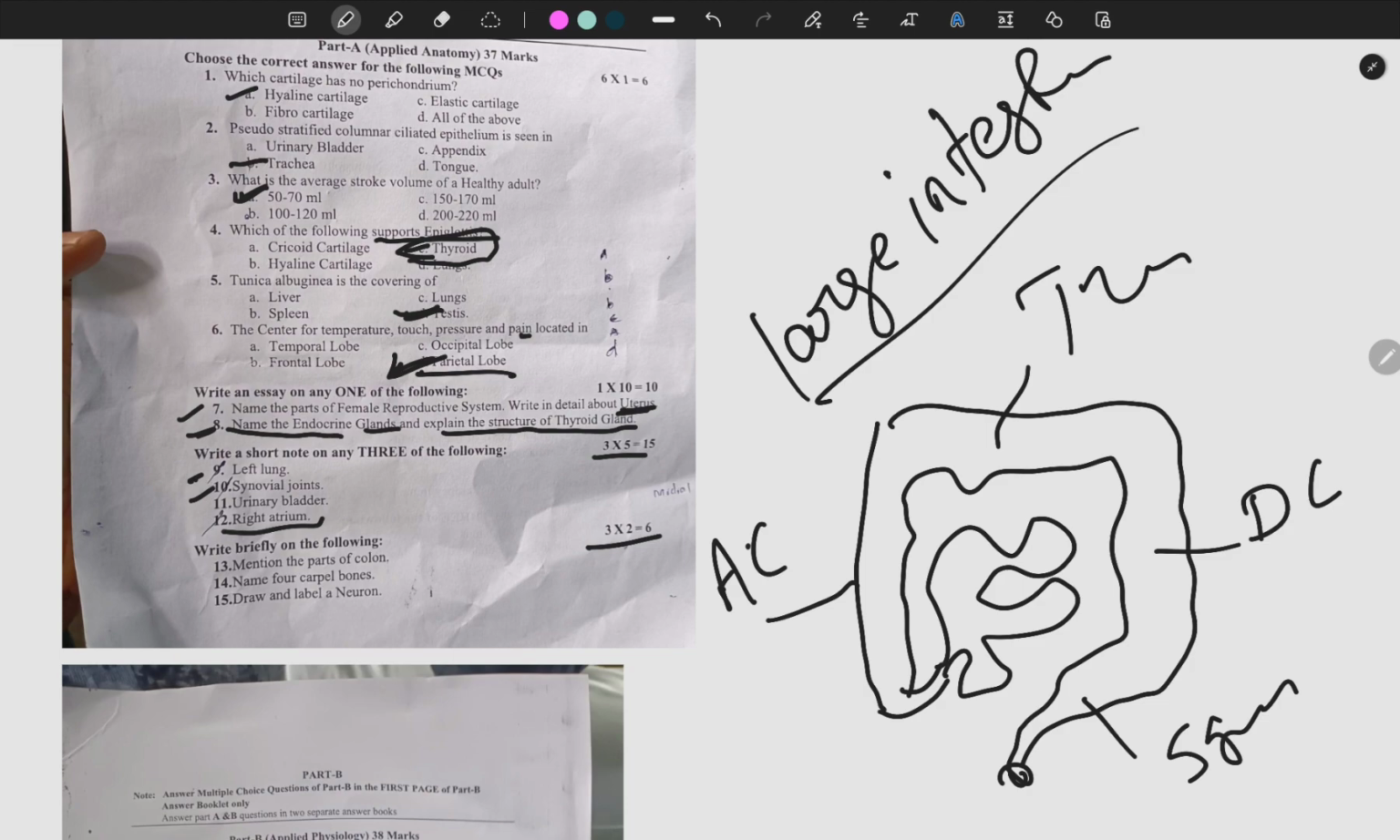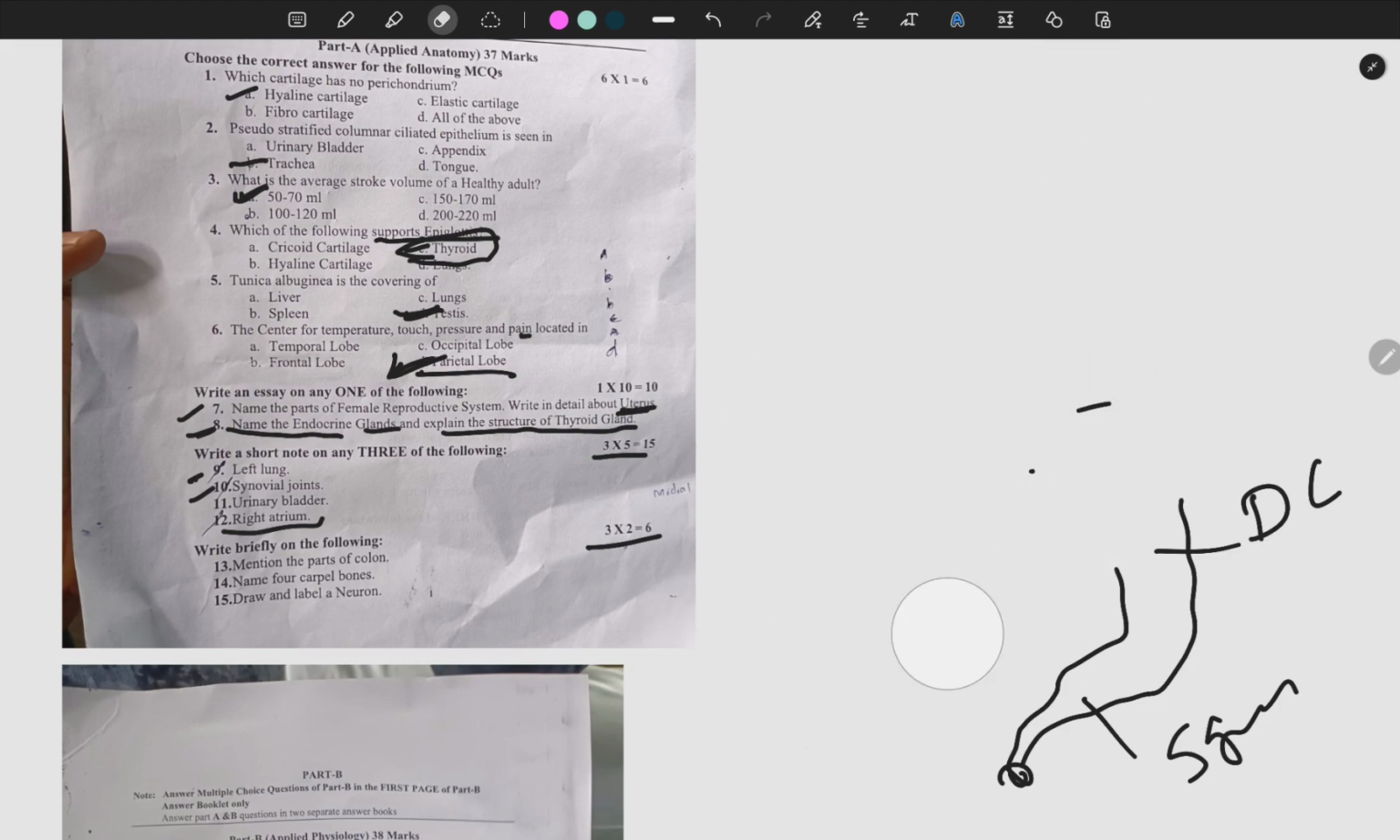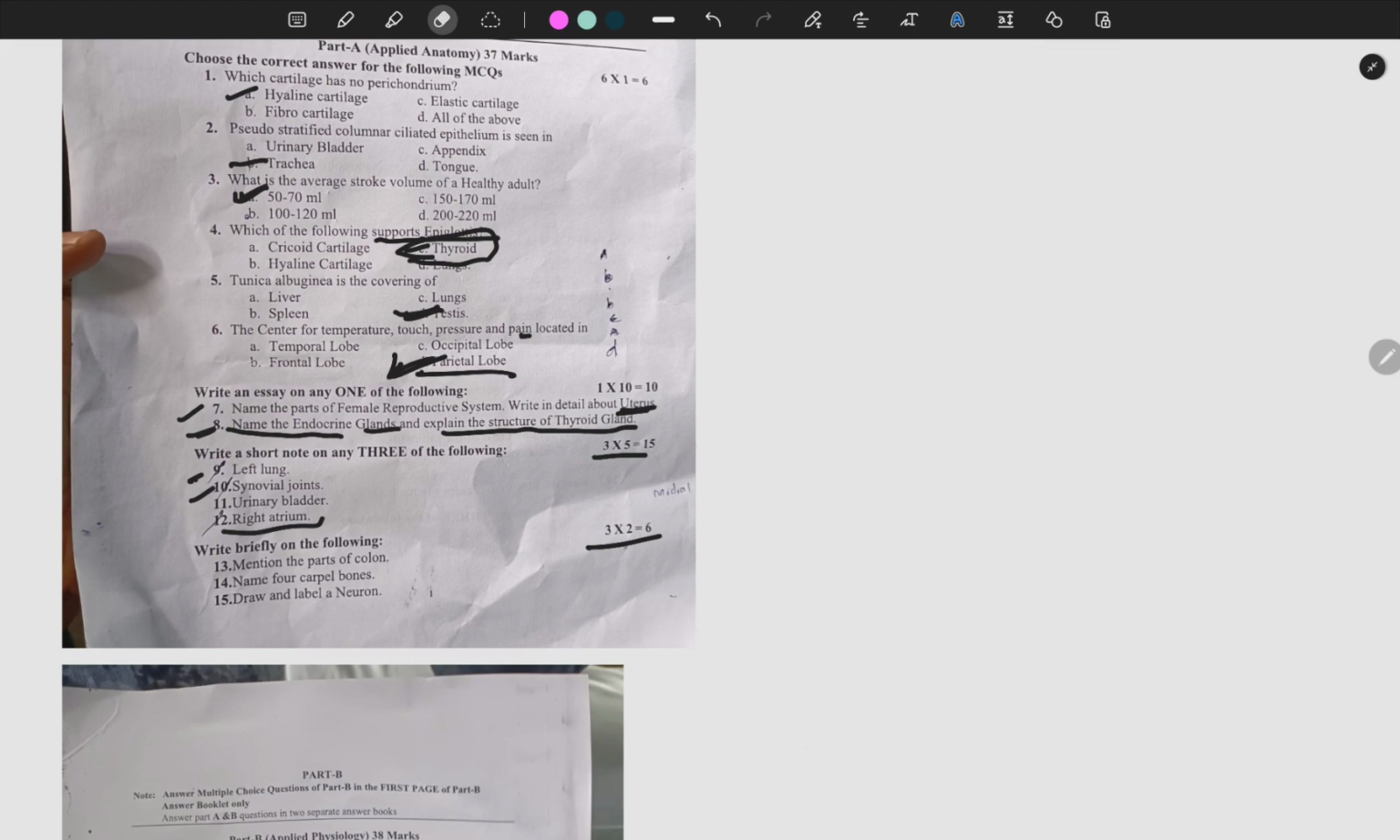Okay, and the next one is the parts of the carpal bones. So carpal bones are present in the hand. Okay.